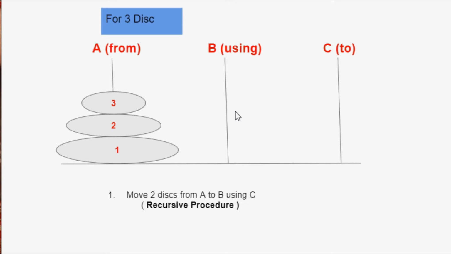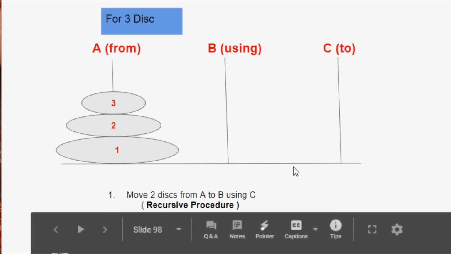What the rule is actually, first of all, I'll transfer disk number 3 from A to C. Then I'll transfer disk number 2 from A to B. And then I'll transfer disk number 3 from C to B. Ultimately this is a recursive procedure. I am making transfers again and again.